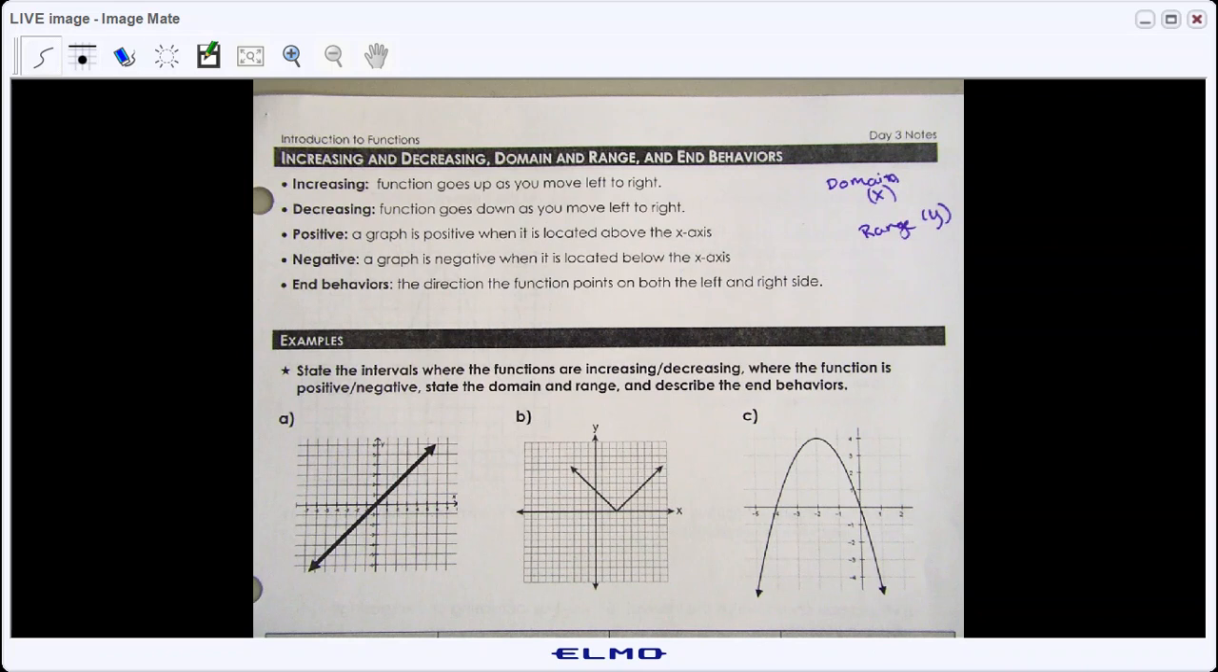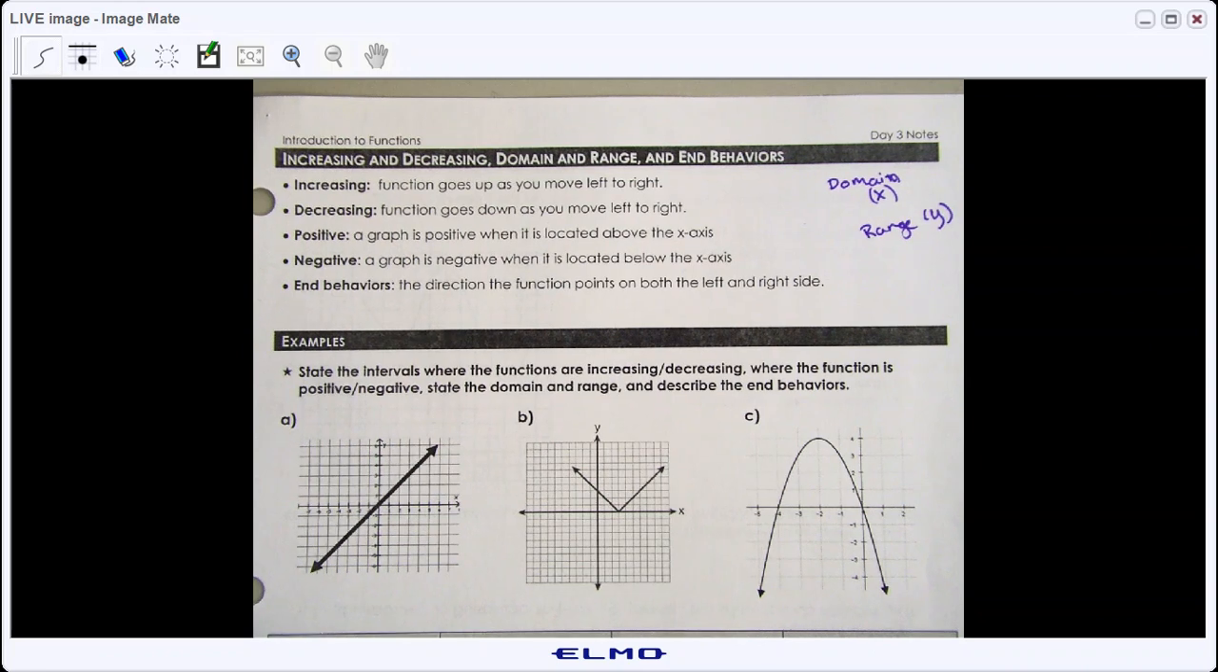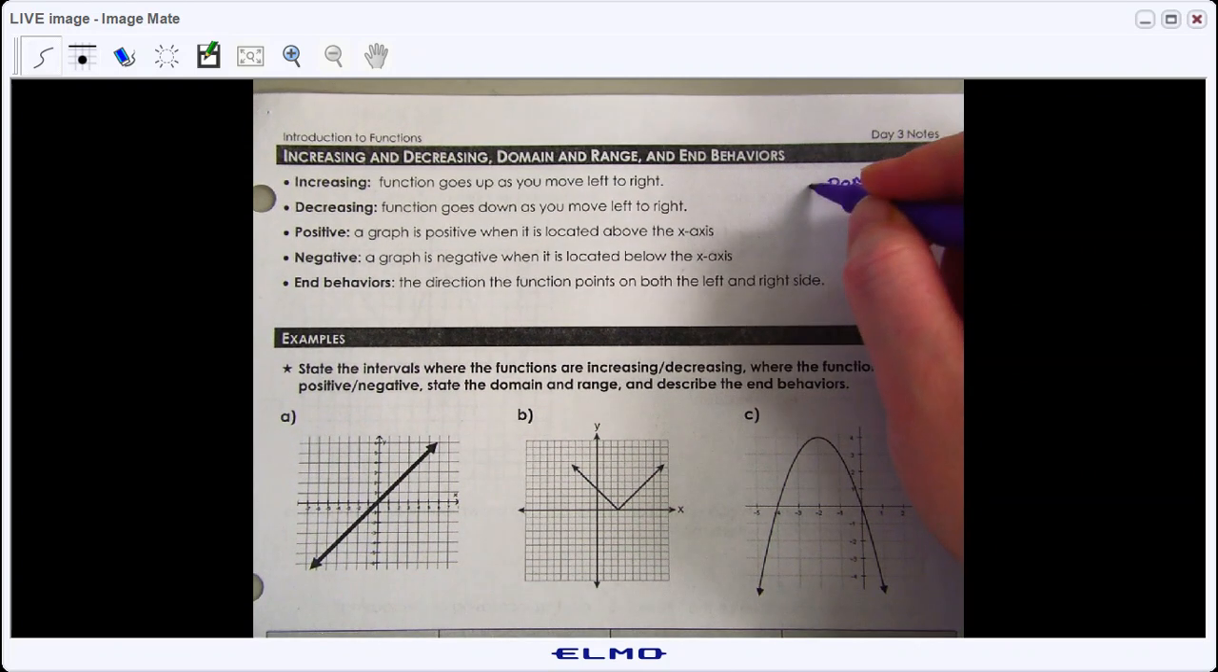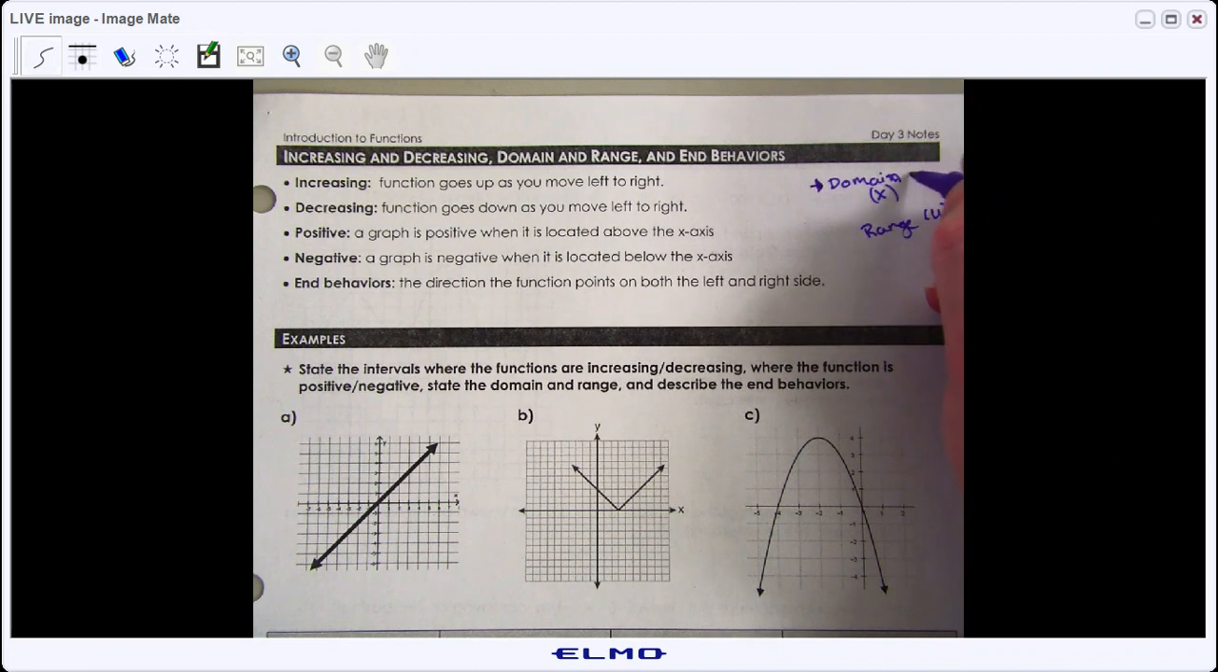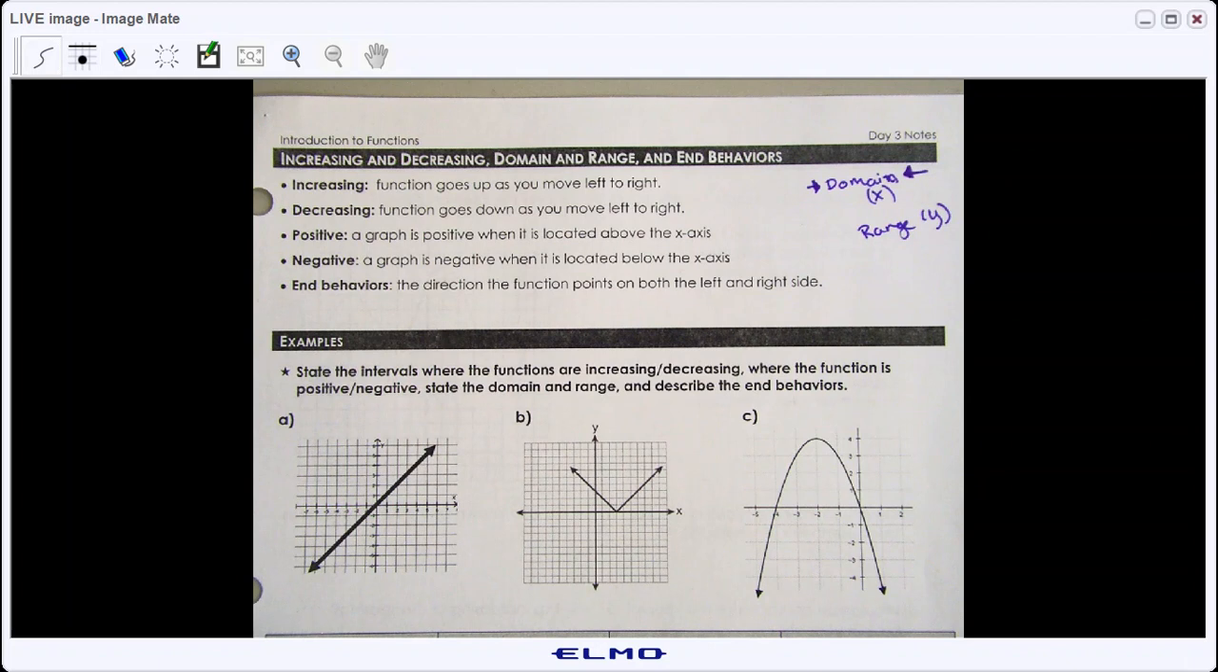When we're talking about our other key features here, increasing, decreasing, positive, negative, and behaviors, we're going to be referring a lot to the domain, the x values. What we're asking ourselves is, when is this graph an increasing graph? When is this graph a decreasing graph? When is it positive? When is it negative? It's all about looking at the x's. What are those domain values when the graph is increasing? What are those domain values when the graph is decreasing?